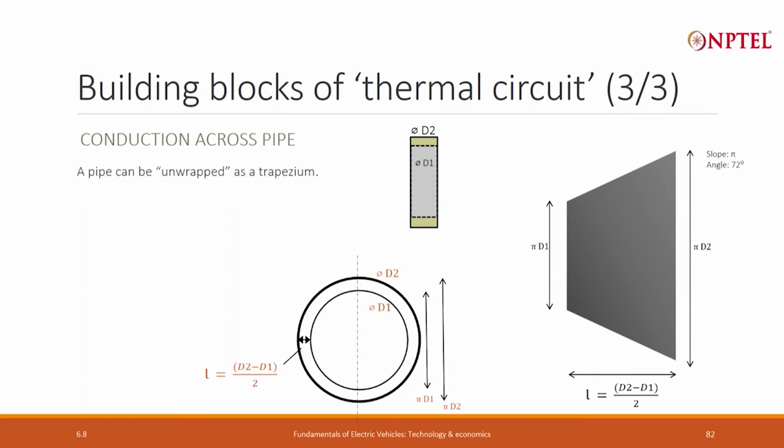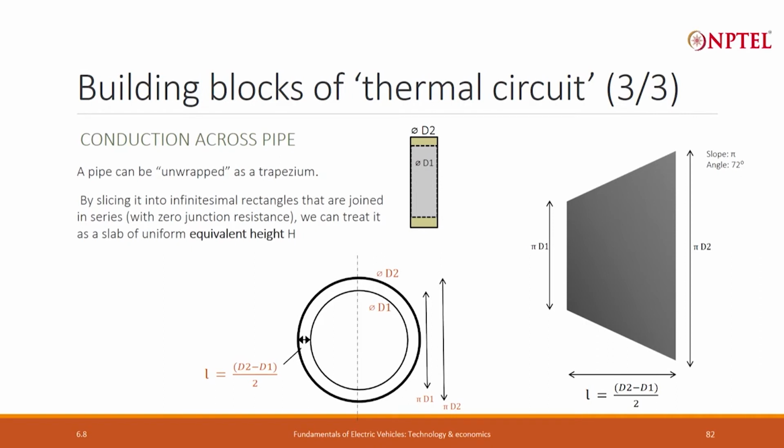It is a slab all right, but a slab with a varying area of cross section. The area inside is less, and as it keeps going out the area is increasing. So, how can we model this? We know that because this is a smaller height pi d1 and this is larger, I can model it as a rectangle whose height is something in between this and this. I will call that the equivalent height of the slab.